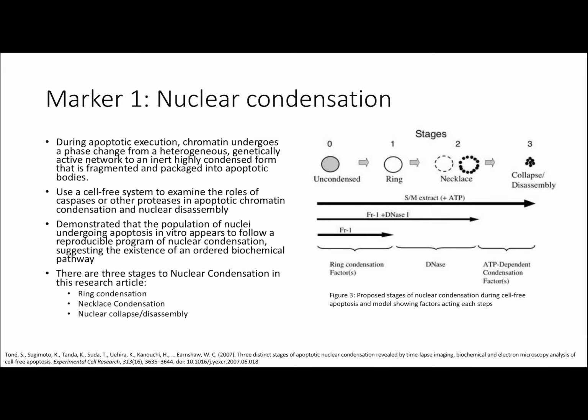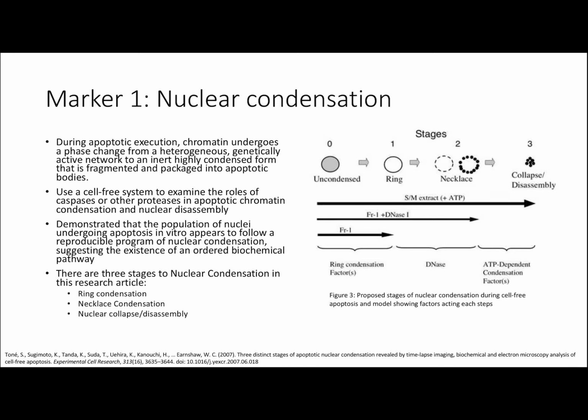Next, I'm going to talk about two more biochemical hallmarks of apoptosis. So the first marker is nuclear condensation. This usually happens during the apoptotic execution, and chromatin undergoes a phase change from a heterogeneous, usually genetically active network to an inert, highly condensed form that is fragmented and packaged into apoptotic bodies.